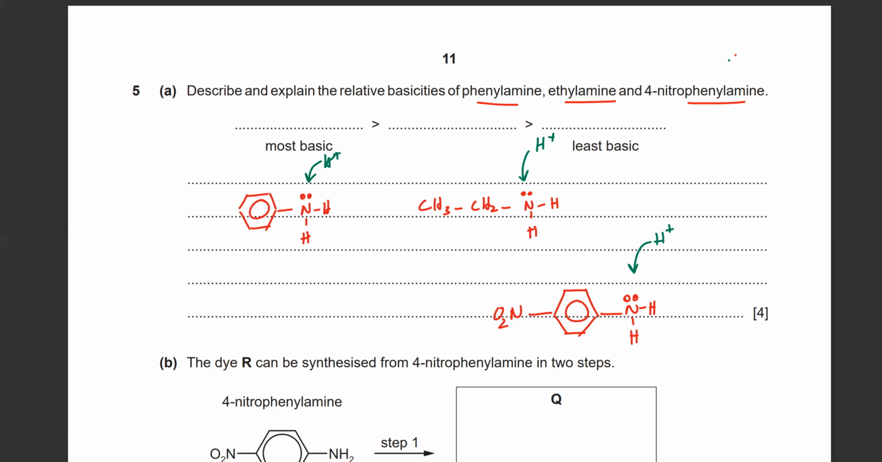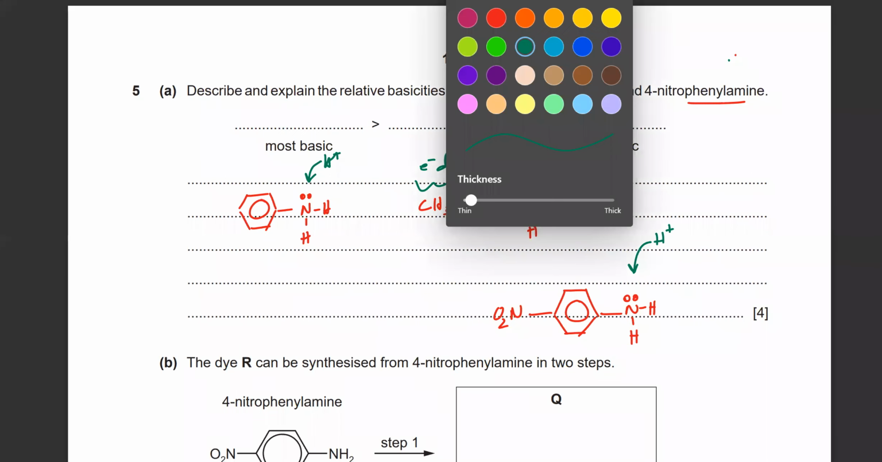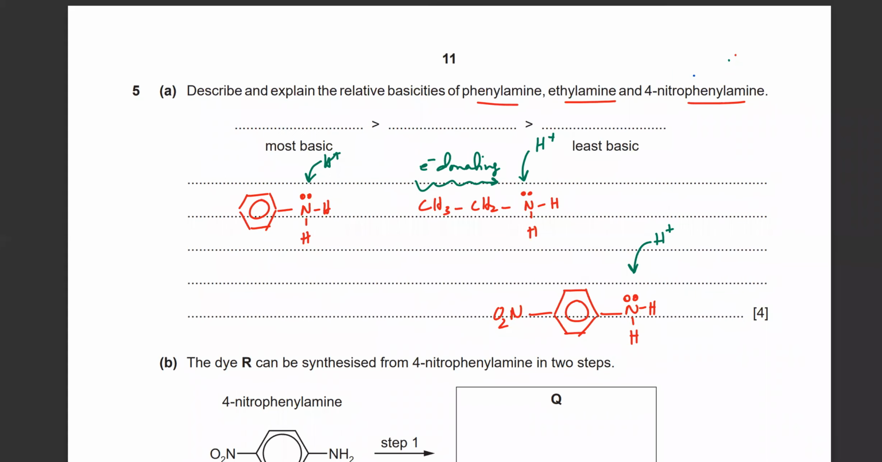Now you did study that alkyl chains have electron donating effects. So there's going to be an electron donating effect, which is why the charge density on this lone pair is going to be really high. So it's got a high charge density, and there's going to be more attraction for H+ ions. So it's going to be the strongest base out of the three.